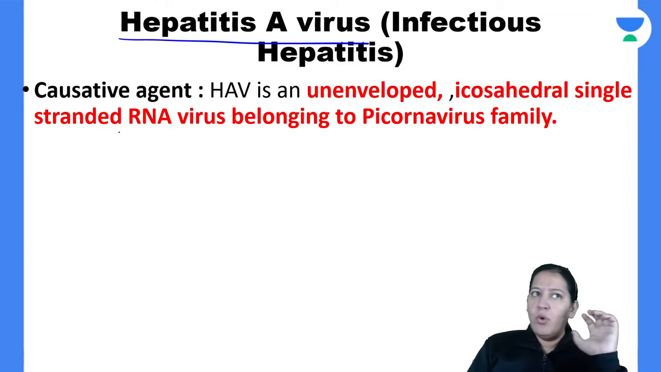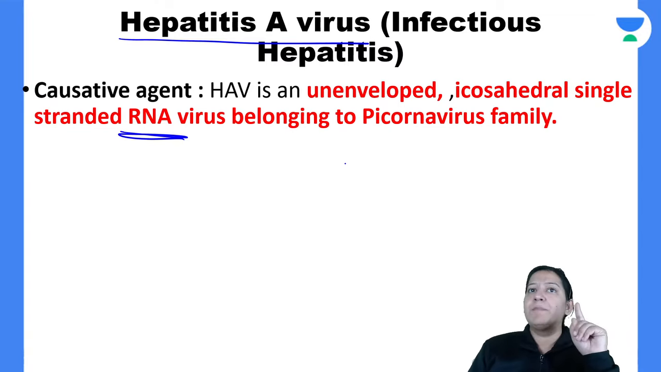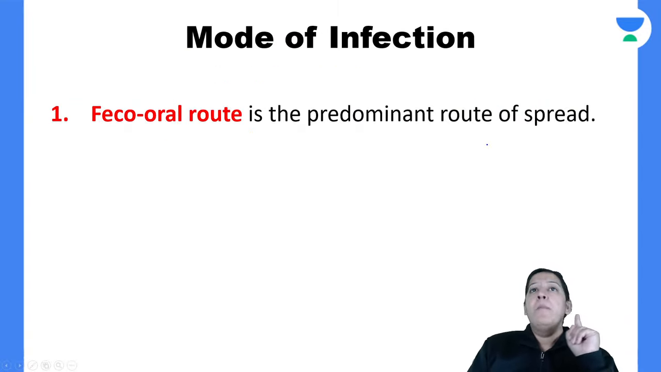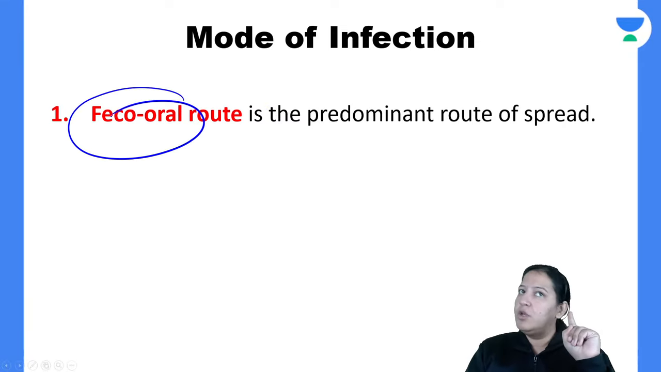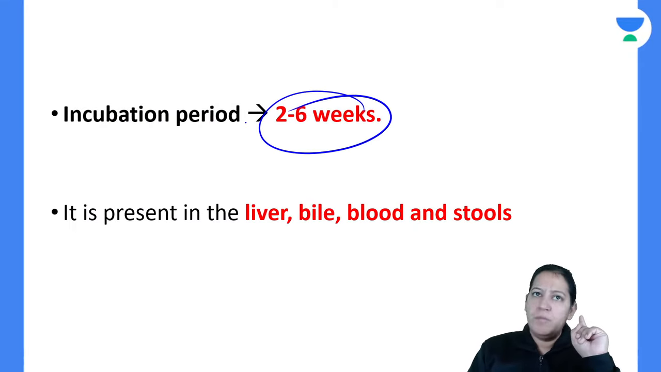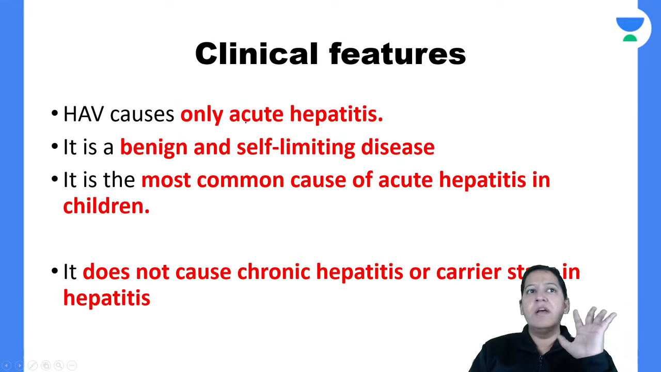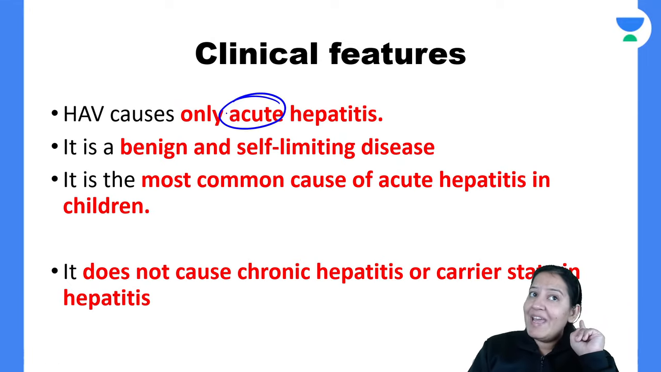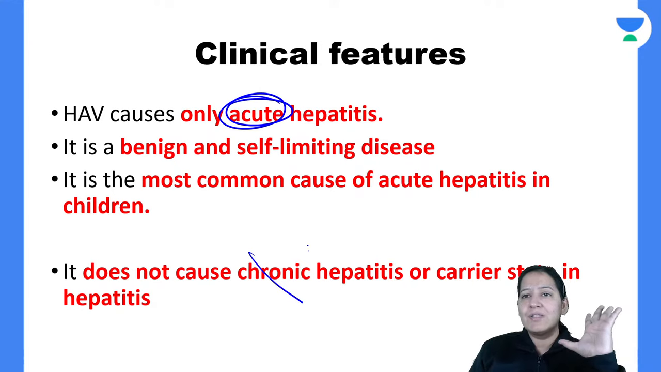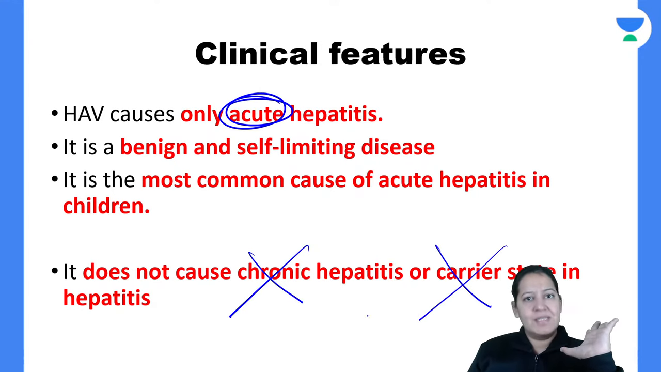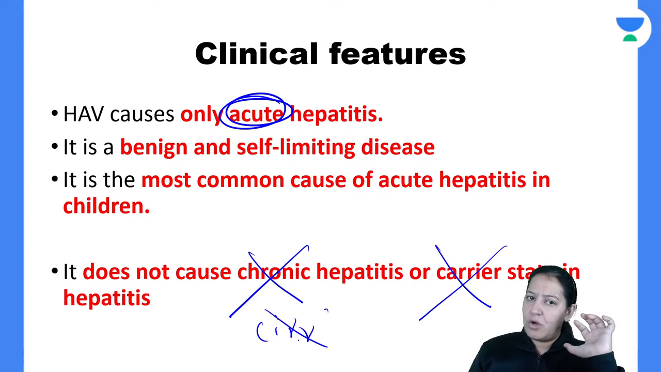virus. As I have told you, hepatitis A virus is an RNA virus, belonging to the picornavirus family. Mode of infection is fecal-oral. You can understand what is fecal-oral. Incubation period, you already know. You have to learn it. Clinical features: it causes only acute, no chronic. It does not cause carrier. It does not cause cirrhosis. It does not cause hepatocellular carcinoma.